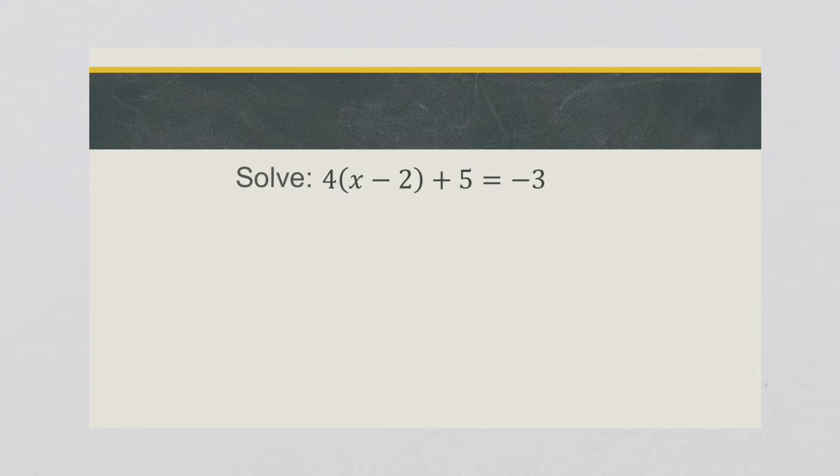Okay, so we've got 4 times the quantity x minus 2, then we add 5, equals negative 3. So the first thing that you want to do here is get rid of those parentheses by distributing. 4 times x is 4x. 4 times negative 2 is negative 8, plus 5 equals negative 3. Now, anytime you have more than one constant on the same side of the equal sign, you need to combine them before you start moving them around. So, this 4x I'm bringing straight down. Negative 8 plus 5 is negative 3, so I put minus 3.